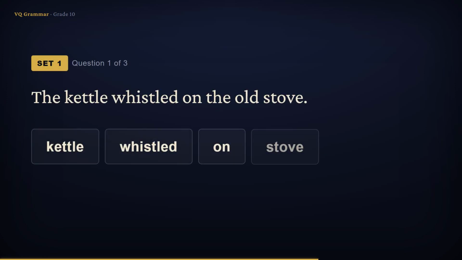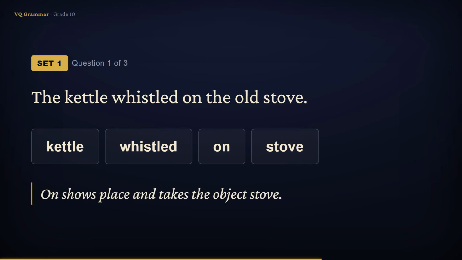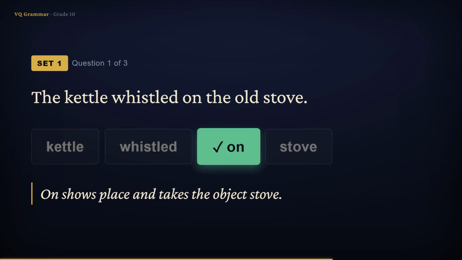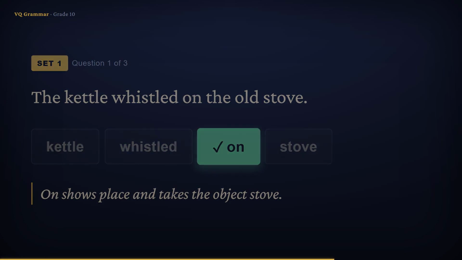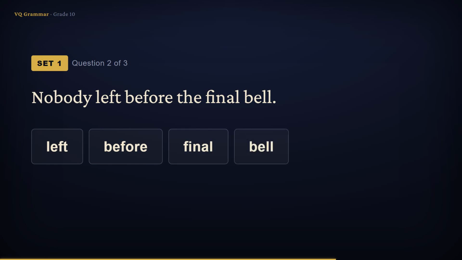Here's the sentence. The kettle whistled on the old stove. Which word is the preposition? Check each one for a relationship plus an object. On shows place, where the whistling happened, and the noun stove is sitting right behind it as its object, so the preposition is on. Next, nobody left before the final bell.